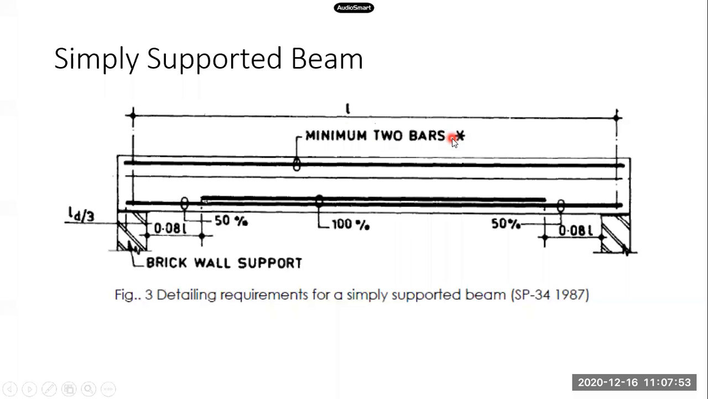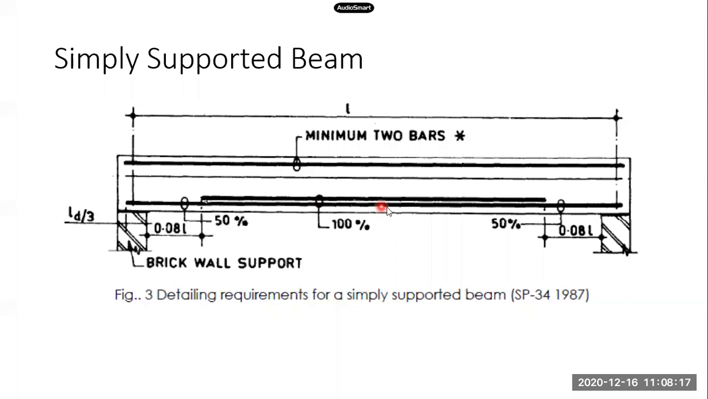If design requirements are there to take up negative moment or hogging moment, or if it is a doubly reinforced beam, then you'll be coming across main reinforcement on the top side also. You may have the main reinforcement on the top side also here. If not, at least 2 bars are required to hold the stirrups in position. Right, on the bottom side, we'll come to the main reinforcement.